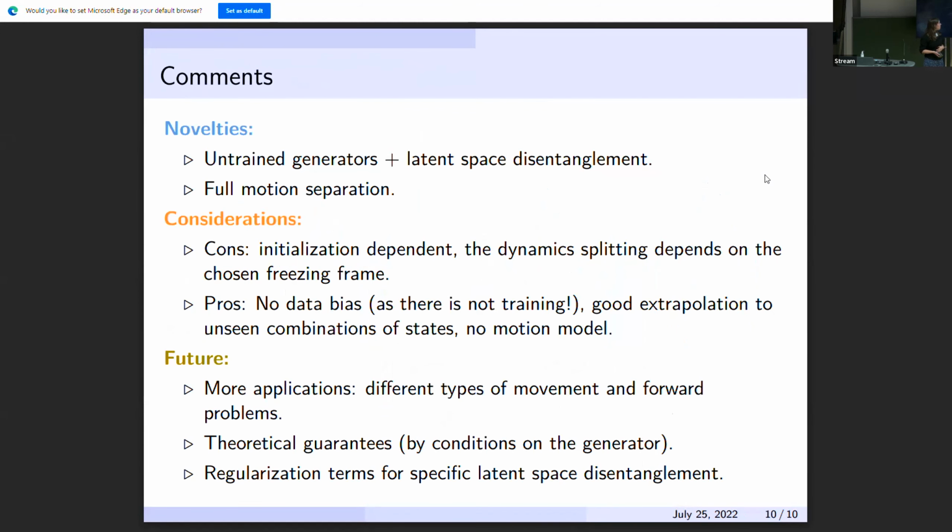Just to summarize, what I think is really interesting about this project is that we mix untrained generators and latent space disentanglement, and we can use that for motion separation and not just motion correction. It's quite interesting because it doesn't need training data, so it doesn't have data bias. It's also quite good for extrapolation to unseen combinations of breathing and heart motion, and it could be used in completely different kinds of motion. Thank you.